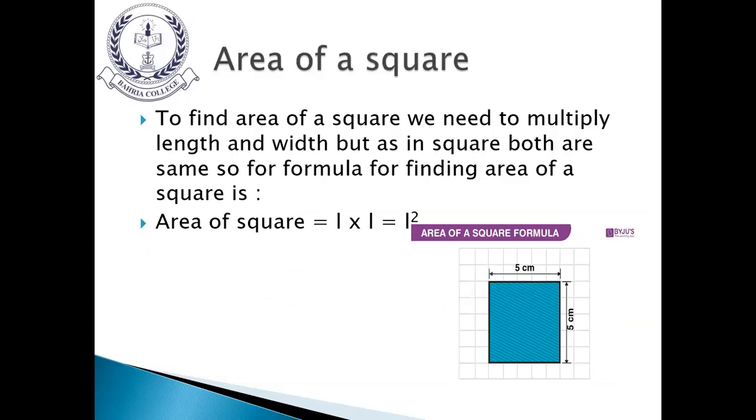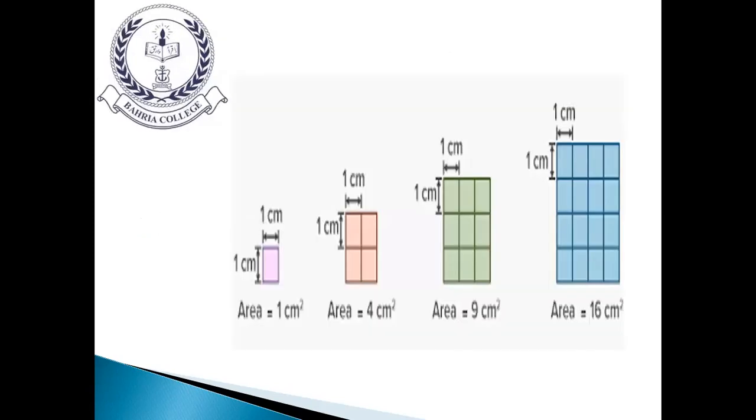What is length? That is width. For example, here it is given in the example that 5 centimeter is length and 5 centimeter is width. So if a shape is having all sides equal, that shape is known as a square. To find the area of a square, we need to multiply length and width, but as in a square both are the same, the formula for the area of a square is area equals length multiplied by length, which is equal to L square. So that is very simple.